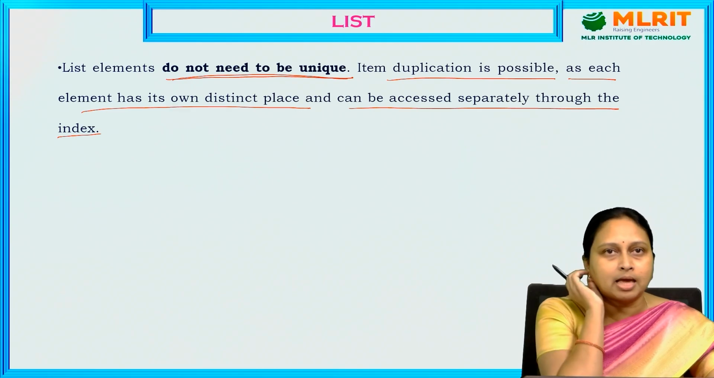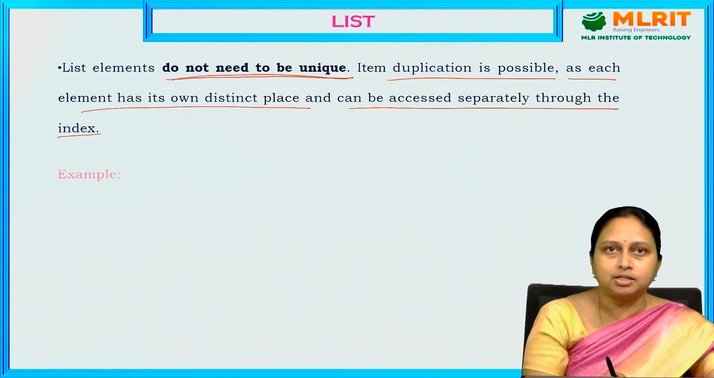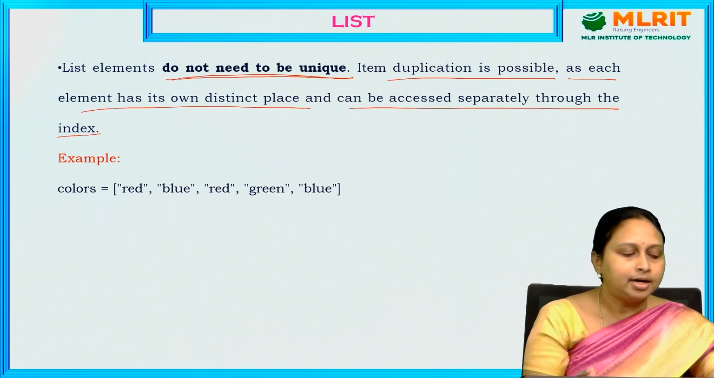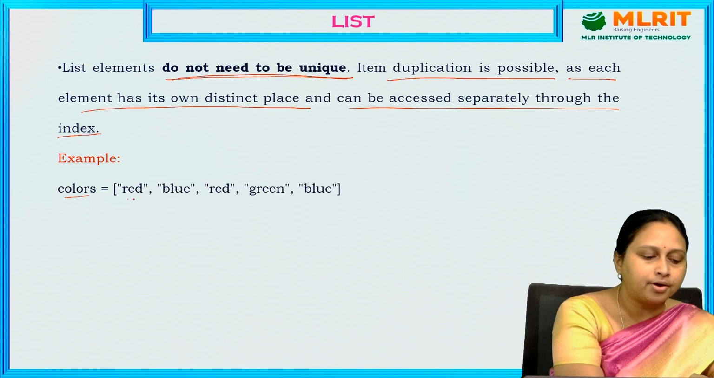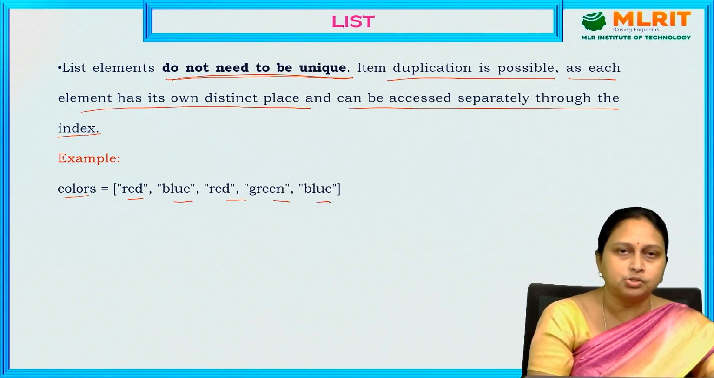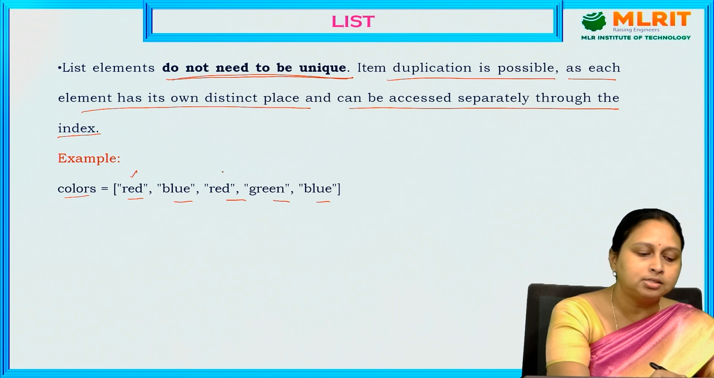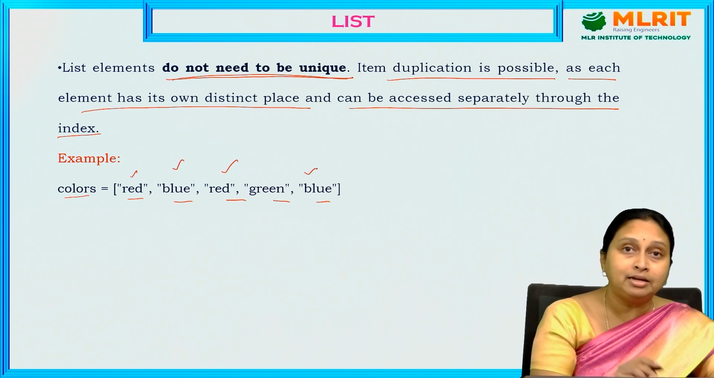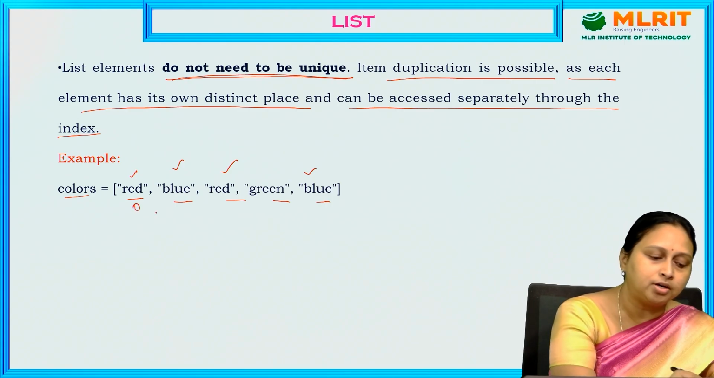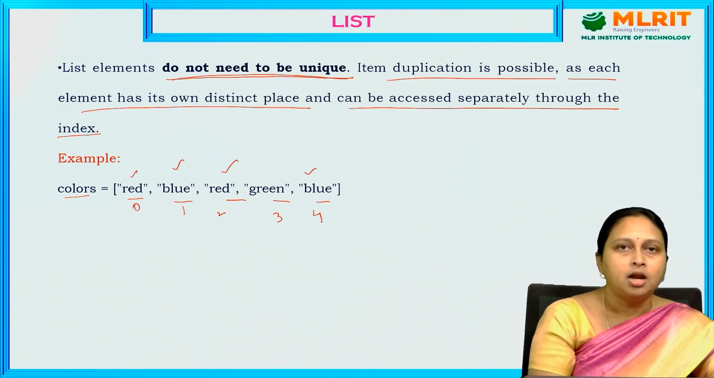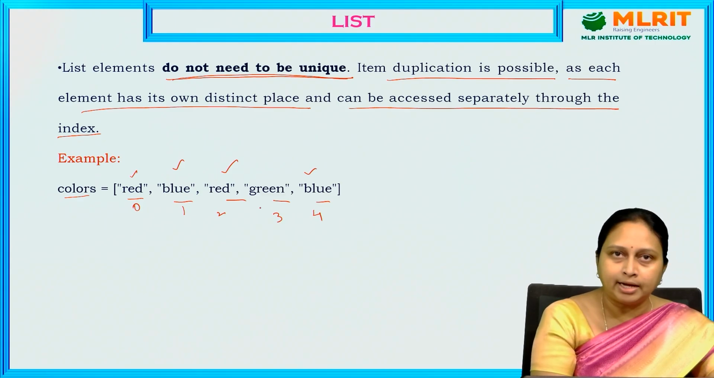Let us see an example of how we represent duplicate items and how we can access them. Let us consider these colors: red, blue, red, green and blue. These are the items in the list. You can see red is repeated twice and blue is also repeated twice. Now what are the indexes for this? The indexes are different: this is 0, this is 1, this is 2, 3 and 4.